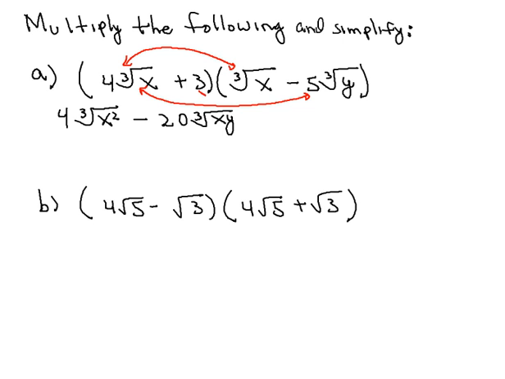Then next, the inner product. And so that product will produce then 3 times the cube root of x. And then finally we multiply the last terms of each binomial. And that will give us, I trust you believe, minus 15 times the cube root of y.